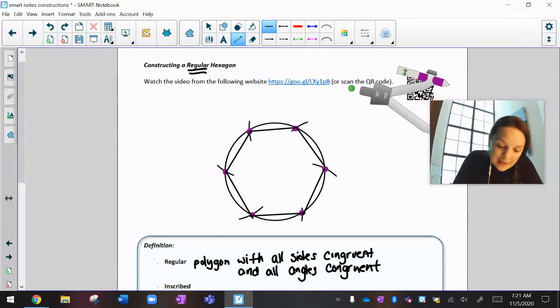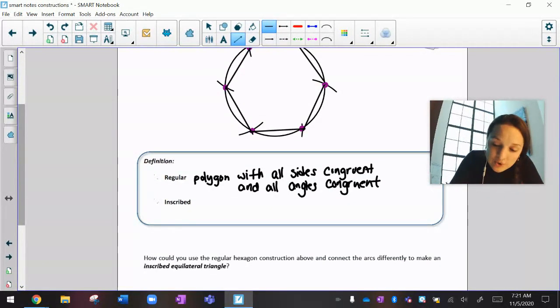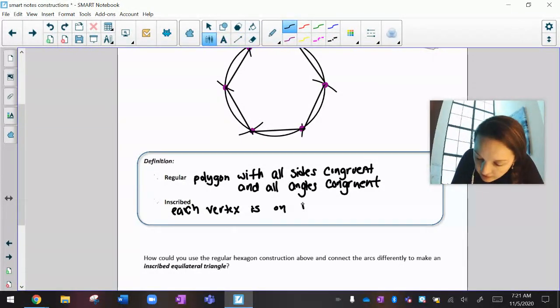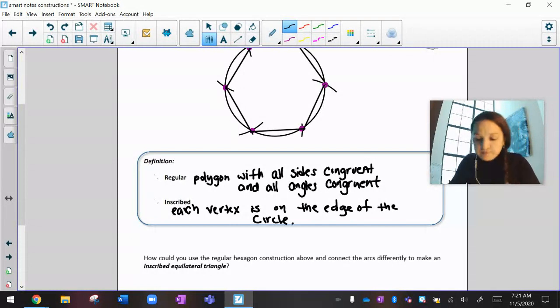Another vocab word, inscribed. An inscribed hexagon is one where each vertex is on the edge of the circle.